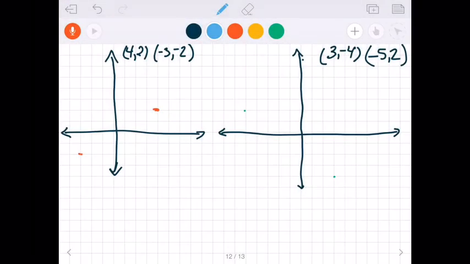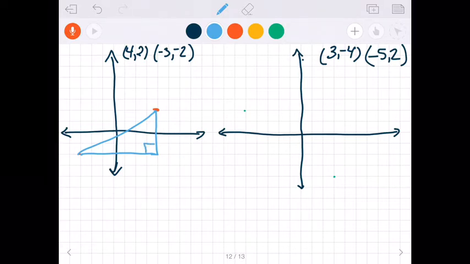Lesson 98 is finding the distance between 2 points and also learning the slope formula. So don't get confused between the slope formula and finding the distance between 2 points. In order to find the distance between 2 points, first thing you want to do is graph the points and draw yourself a right triangle.